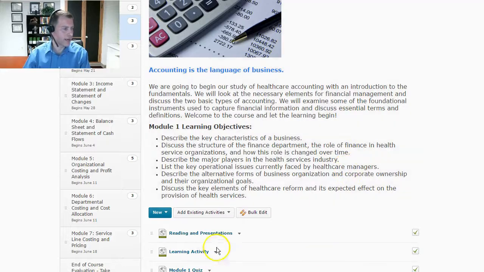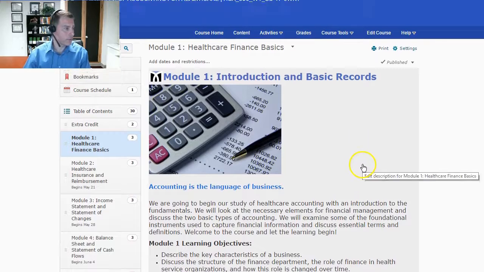And then every module will have its own rhythm and pattern with readings and presentations. We'll have learning activities, and just about every module will have a quiz, unless we have a midterm or a final, and then you will not have a quiz that week. All right, so that's a little bit about the flow of the course.